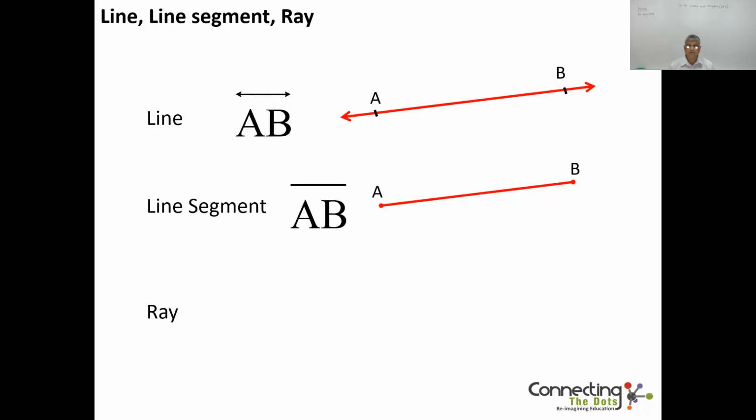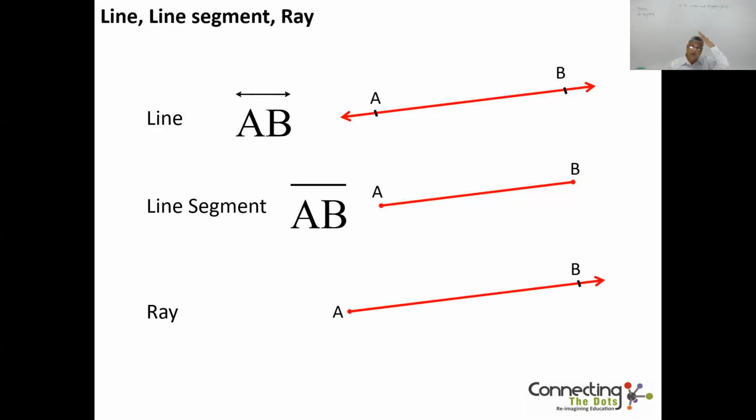Then what is a ray? We have used the word ray, right? Sun rays, light rays. That is the clue. See, a line has both ends extended forever up to infinity. A line segment has both ends fixed. So a ray has one end fixed and one end extendable to infinity. So rays are like this.